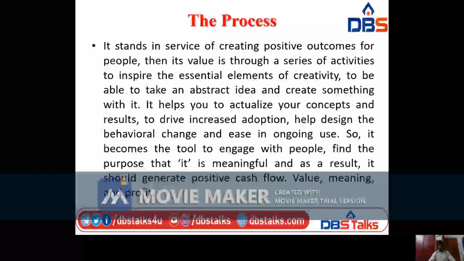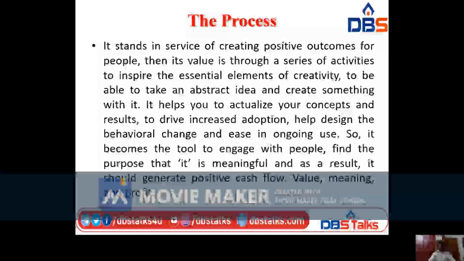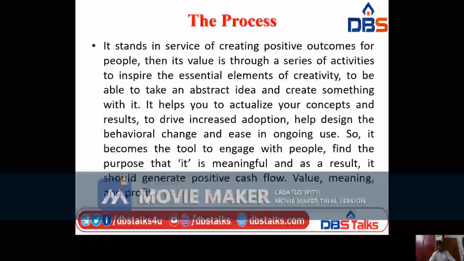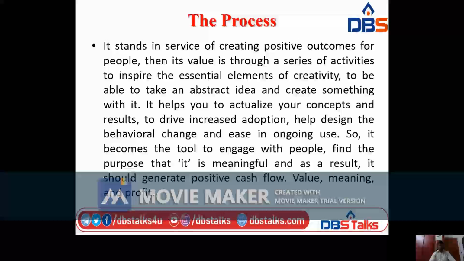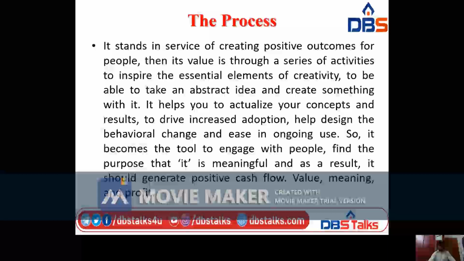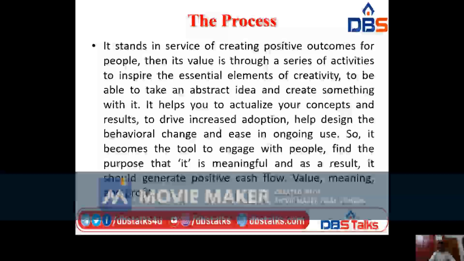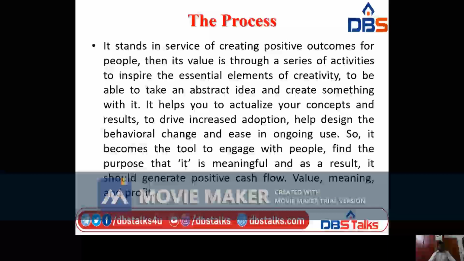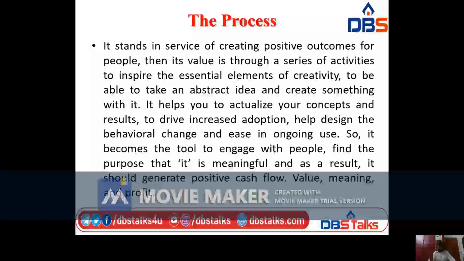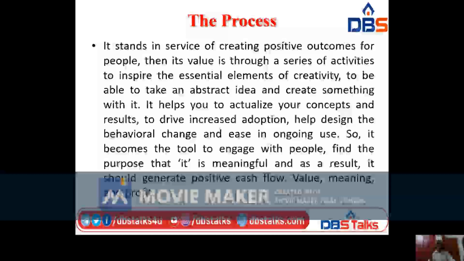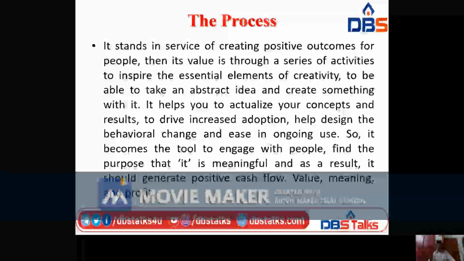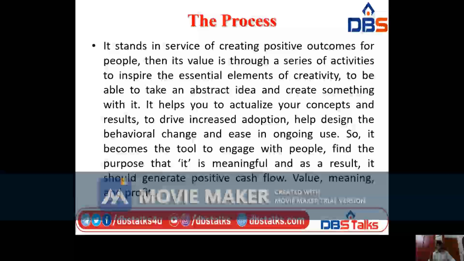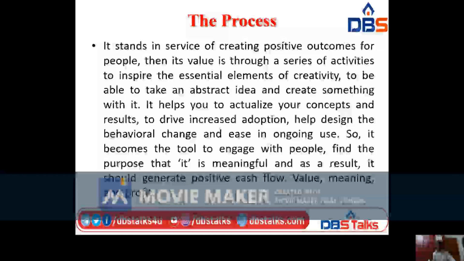Now coming to the next topic, the process. What is the process in design thinking? It stands in service of creating positive outcomes for people. Its value is through a series of activities to inspire the essential elements of creativity. The process is used for everything, and it should be in a creative manner, to be able to take an abstract idea and create something from it.